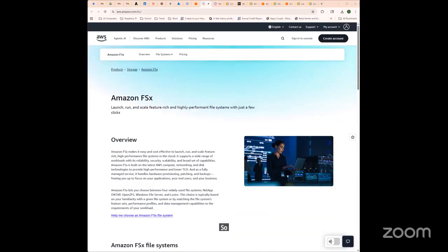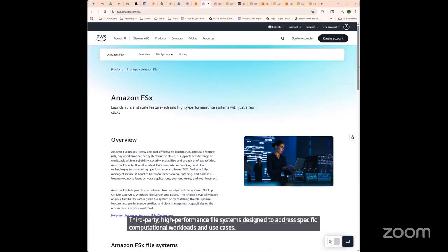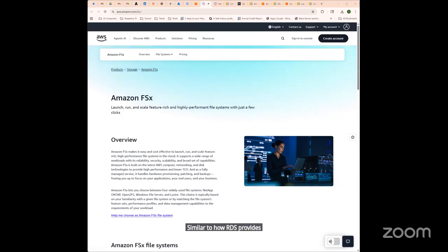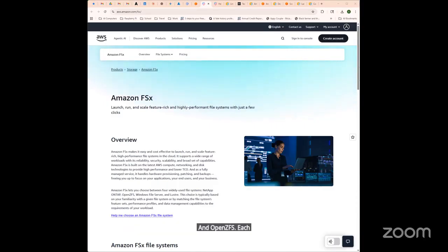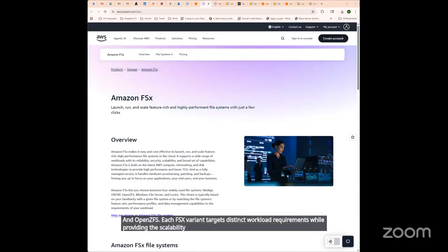So, what is FSx? FSx represents AWS's portfolio of fully managed, third-party, high-performance file systems designed to address specific computational workloads and use cases. Similar to how RDS provides managed database engines like MySQL and PostgreSQL, FSx delivers managed file system solutions including Lustre, Windows File Server, NetApp ONTAP, and OpenZFS. Each FSx variant targets distinct workload requirements while providing the scalability, security, and integration capabilities essential for modern cloud-based applications.